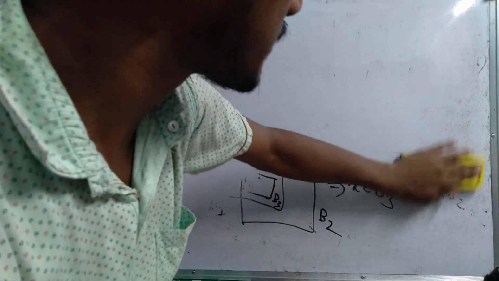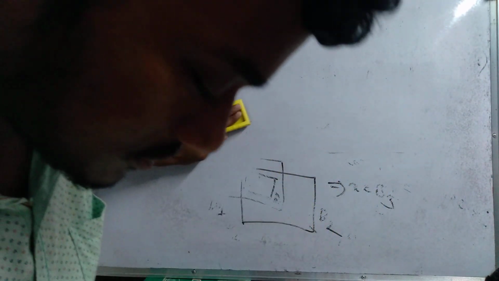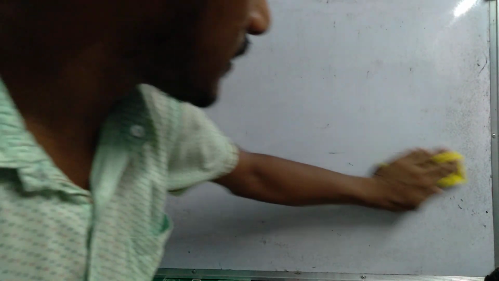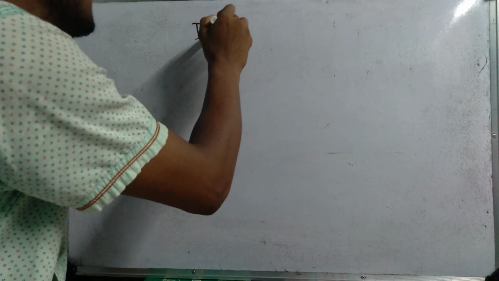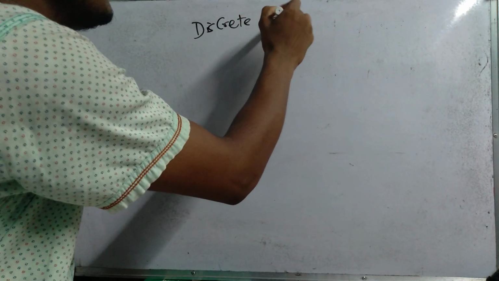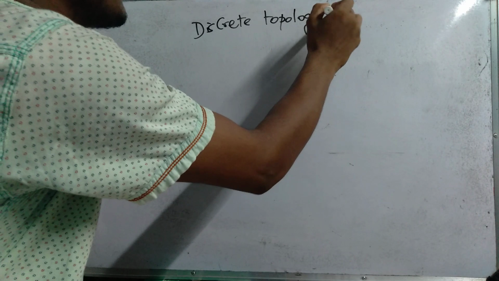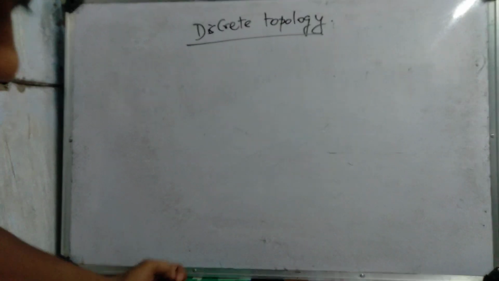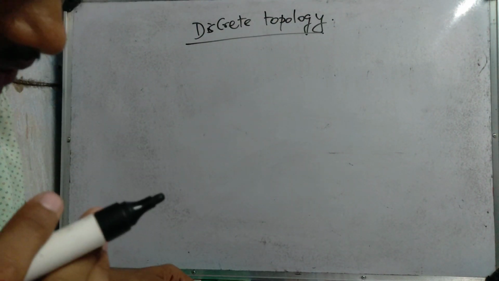Now we start another example, which is also important to us. We start with a familiar example, a very good topology, the discrete topology. Then we find the basis elements.